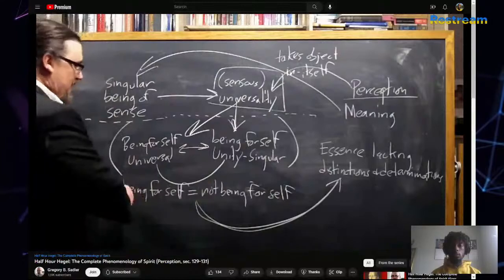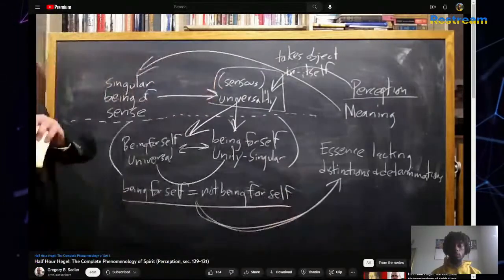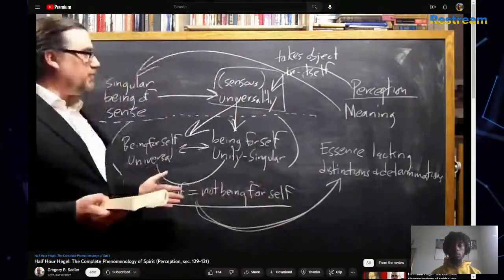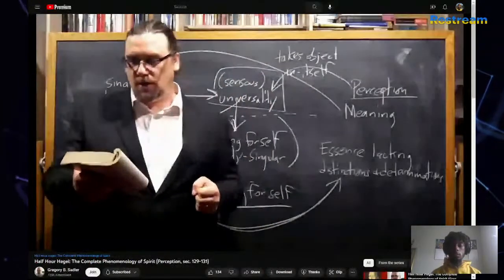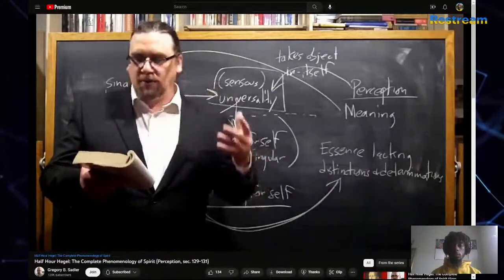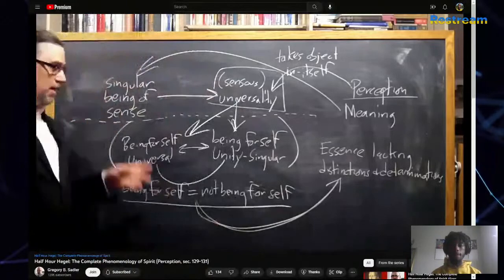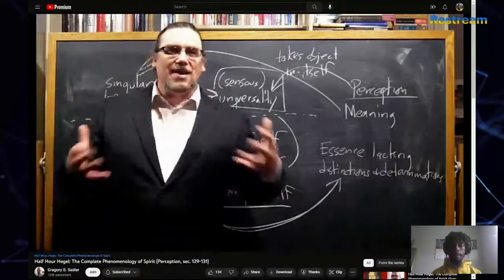And what is that single unity? It lies in the fact that being for self is not being for self, and not being for self is being for self. These things are unified in relation to each other. So he says, being for self is burdened with opposition. At the same time, it's a not being for self. That doesn't mean that it stops being for self, but it means that it also is not what it is.